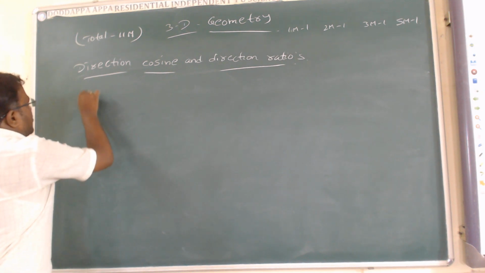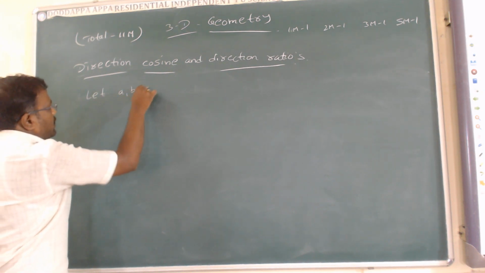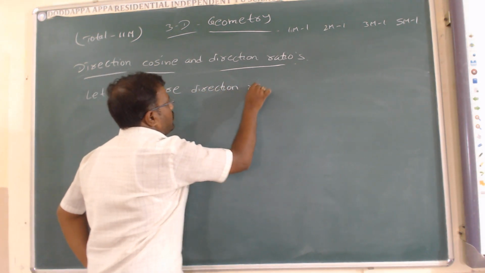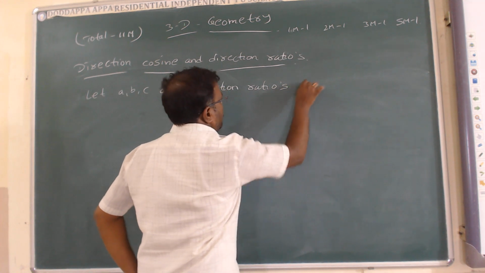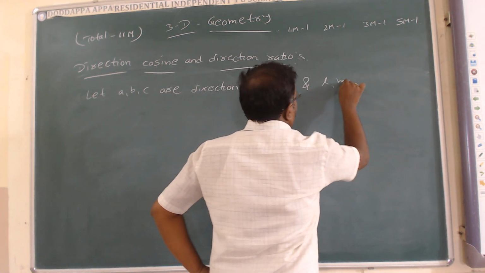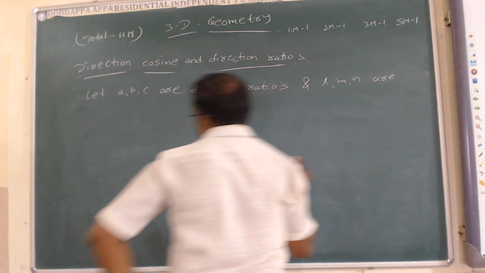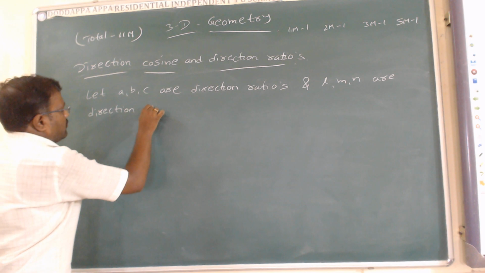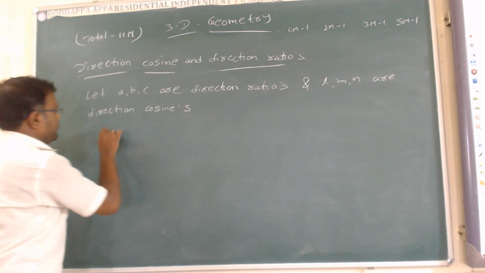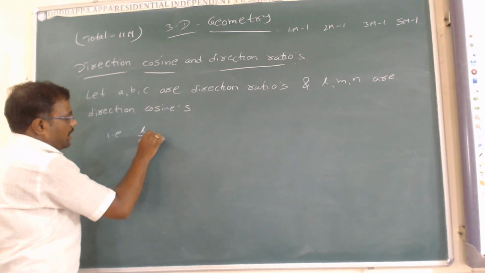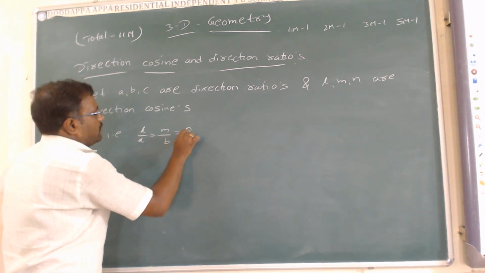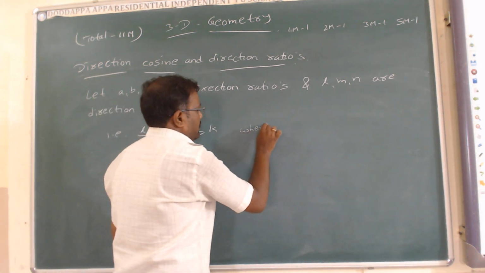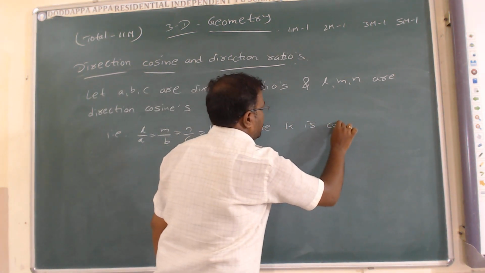So first of all, let a, b, c be the direction ratios and l, m, n be the direction cosines. Okay, that is what you have to take. l by a is equal to m by b is equal to n by c is equal to what? k, where k is a constant here.